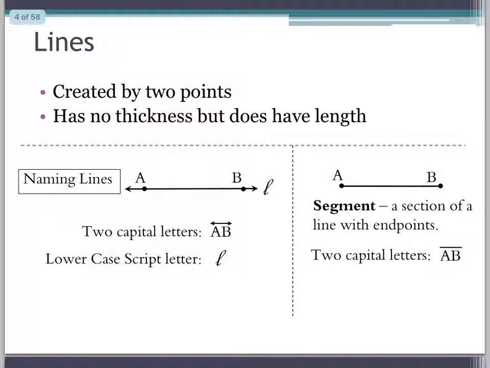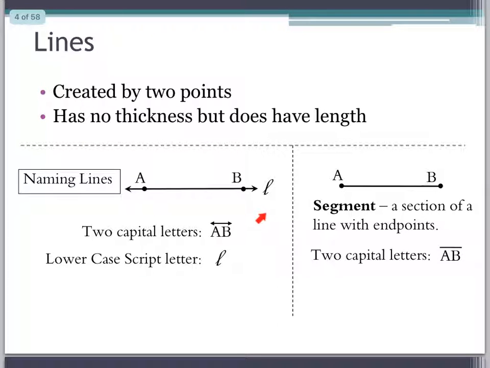Next concept, here's a line. It is technically created by 2 points. Well, it's an infinite number of points, but you name it with 2 points. So it has no thickness, but does have length. Naming lines. So this one I can say line AB. Please notice the arrows here and here on the ends indicate this line goes on forever in both directions. So I name it AB. I could also name this one BA. That wouldn't matter. A lowercase script letter can also name it, so I could call it line L. And then you don't need the points. You can just call it line L.